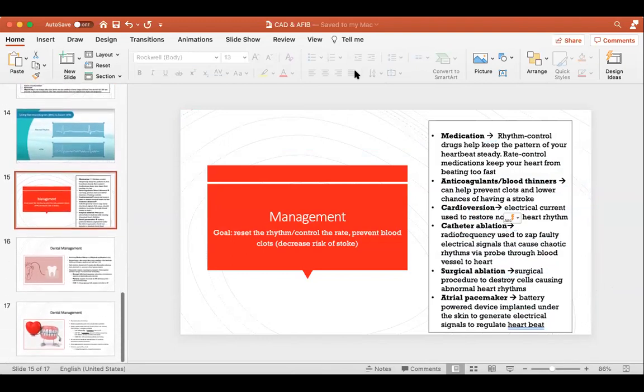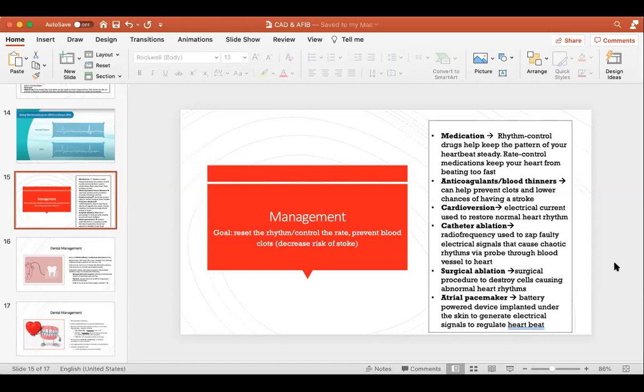The goal of management of AFib is to reset the rhythm or control the rate, and to prevent blood clots, because you want to decrease the risk of stroke. Doctors will prescribe rhythm control drugs or rate control medications, and anticoagulants or blood thinners to prevent any clots from causing a stroke. Cardioversion is when electrical current is used to restore normal heart rhythm. This is usually used in the early stages.